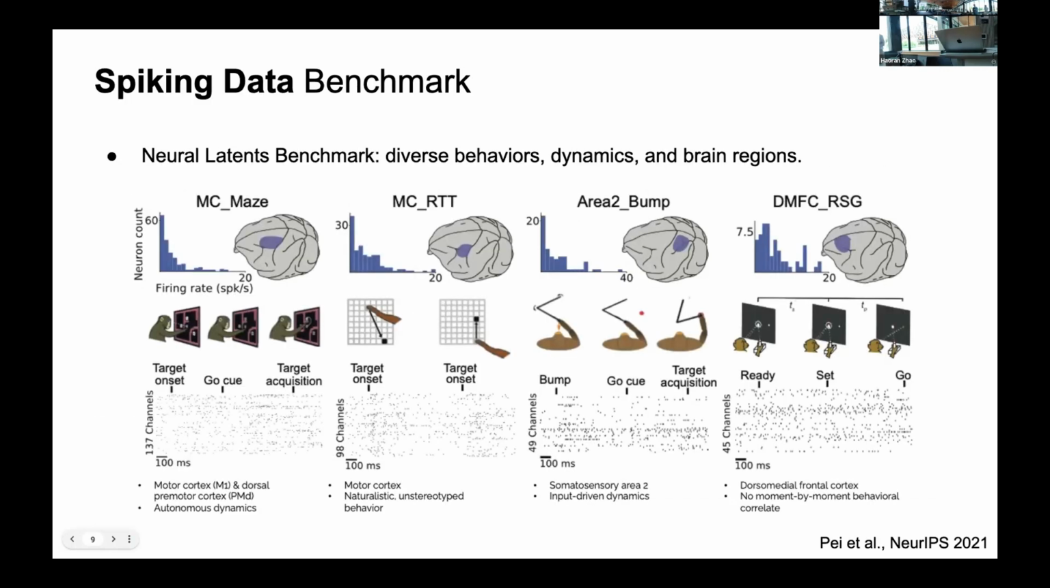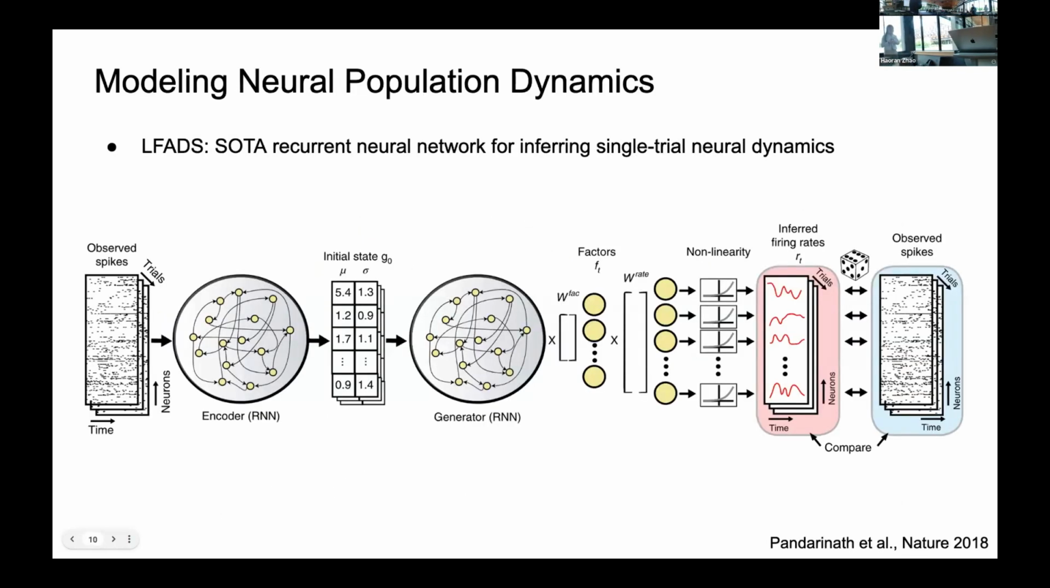Also, people in the community collect a lot of data and organize benchmarks so that we can test our models and compare between different approaches. So here we have an example of such a benchmark. This is called the Neural Latents Benchmark, and it is collected across multiple animals that are doing different tasks, and the recordings are from different regions with a wide variety of neural dynamics.